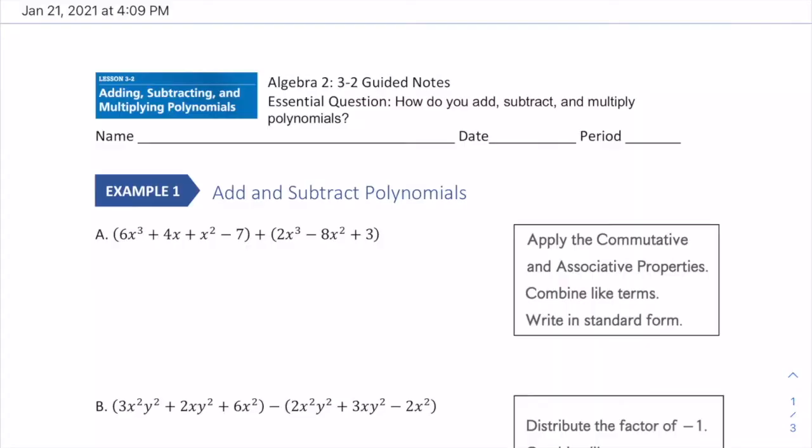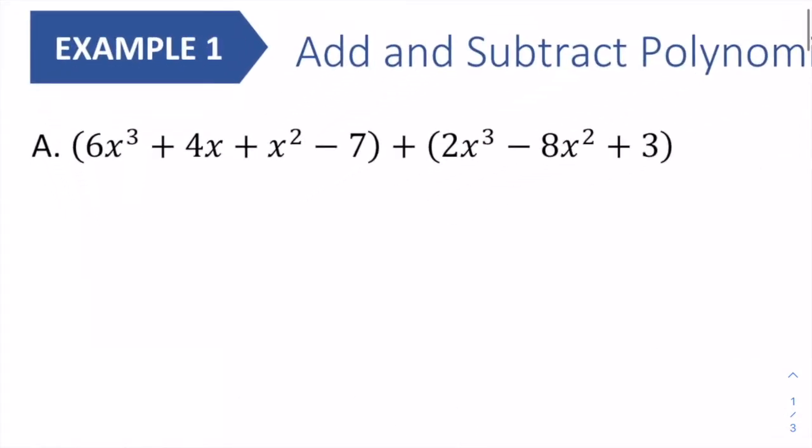Welcome back. Today we're going to complete operations with polynomials. So whenever we add and subtract, we can use the commutative property and the associative property. And remember, we're trying to combine like terms and rewrite the expression in standard form. So here we have two polynomials, and you can see the addition sign here.